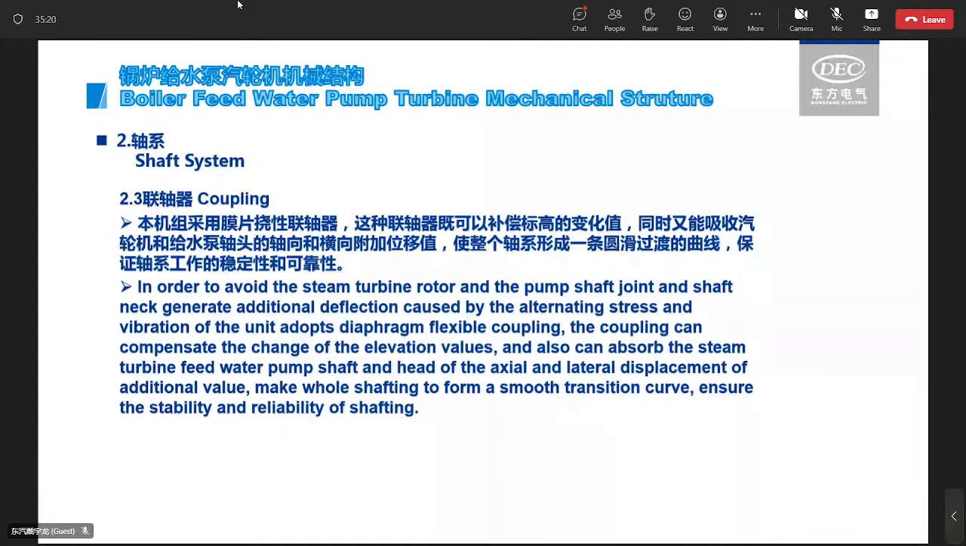We continue to introduce the bearings. The front and rear support bearings of the BFB are tilting pad bearings.